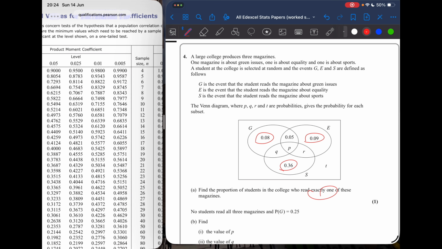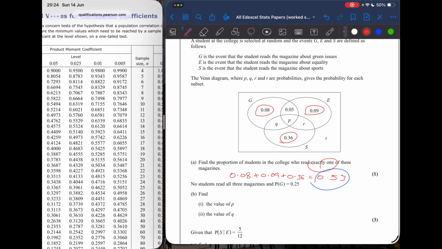We're in just one circle. At no point are we in 2 of the circles. So it's going to be 0.08 plus 0.09 plus 0.36. Adding these together then, what do we get? That's 45. Another 8 makes 53. 0.53. Is that correct? Just double check. Number 4. Yep, all good. Big circle. And let's move on.